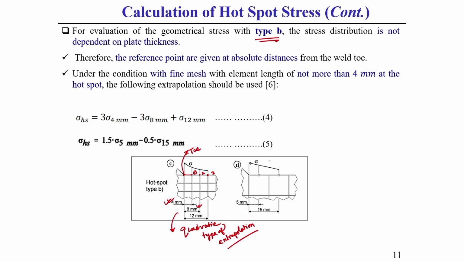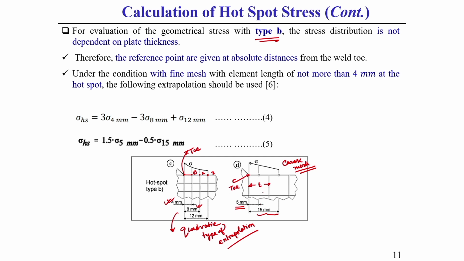And for the coarse mesh case, in the finite element method, generally this meshing is required, and that is why it is called coarse mesh, meaning an element whose length is equal to the thickness of the plate. For that case, let us consider the plate thickness is 10 mm. So, we need to consider 2 points which are at a distance of 5 mm and 15 mm away from this toe point. This is the toe point.